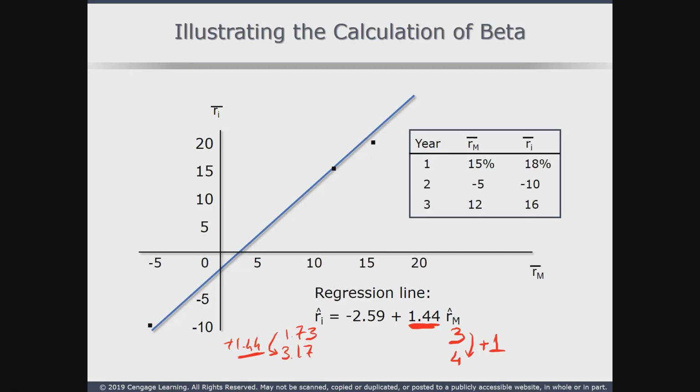This is called beta here. Beta is the reaction of RI to 1 unit increase in RM. So when RM increases by 1 unit, RI is going to respond to that by increasing 1.44. It also happens when RM decreases. So when RM decreases by 1 unit, RI is going to decrease by 1.44.